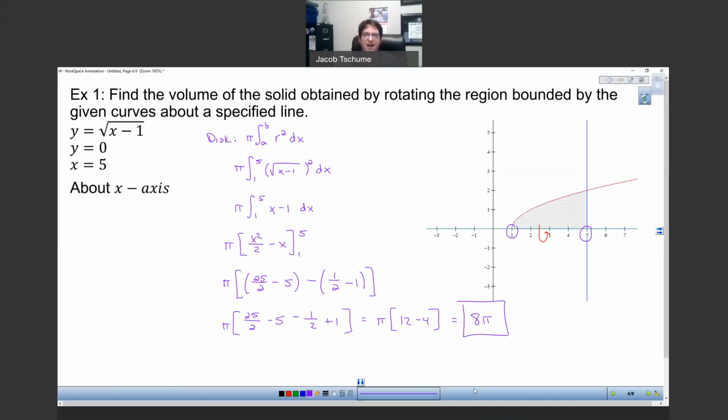And just like when we did area between curves in the last video, when you're finding volume, your answer should always be positive. So that is an example of the disk method when you rotate around the x-axis. There is no gap between the shaded region and the axis, so that's why you use the disk method here.